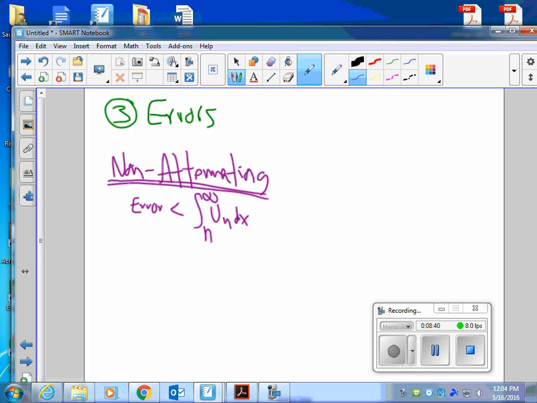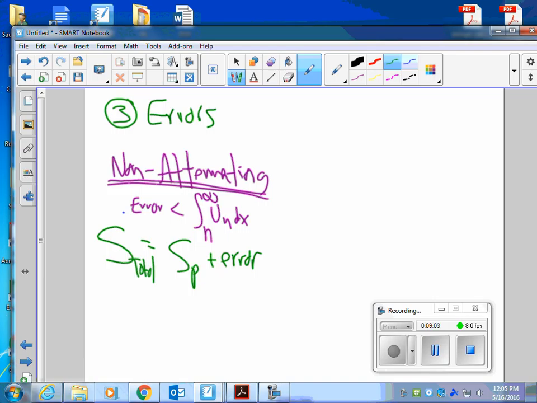Think of it this way. If you had a partial sum, the actual true sum is going to be the partial sum, like 1, 2, 3, 4, 5, plus the error. That's how you would find that sum.